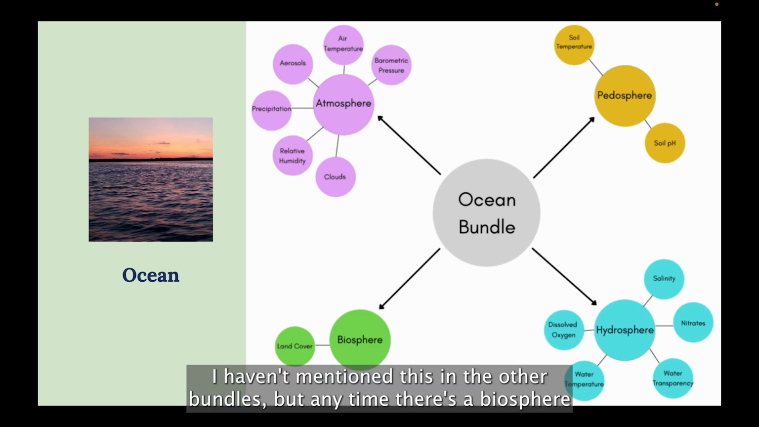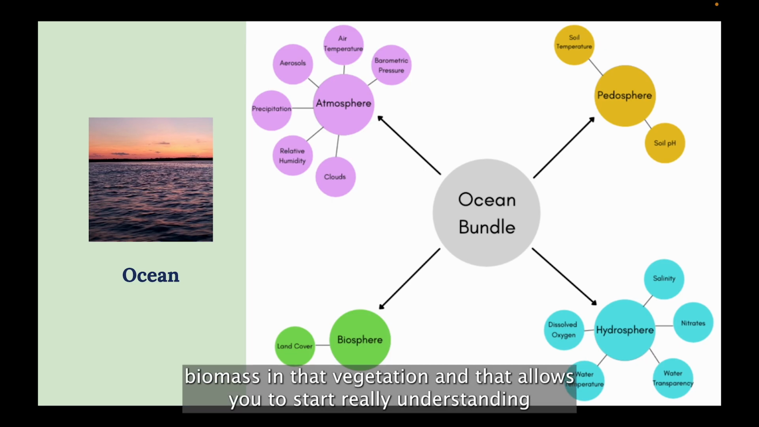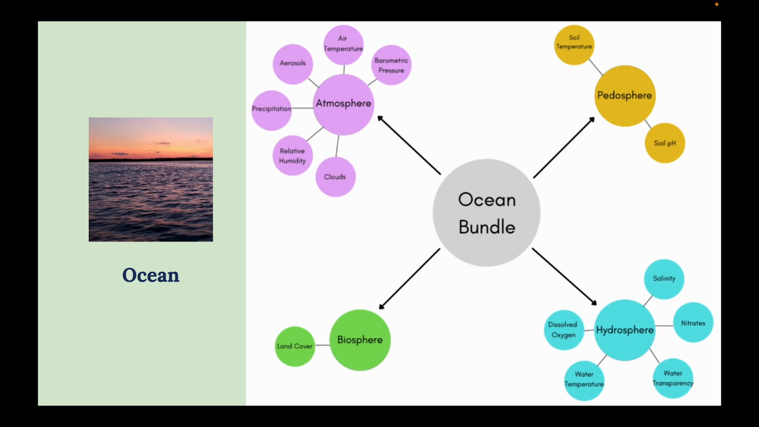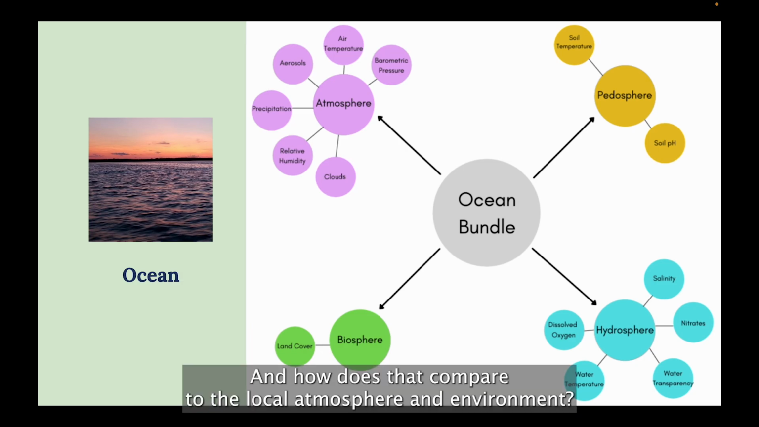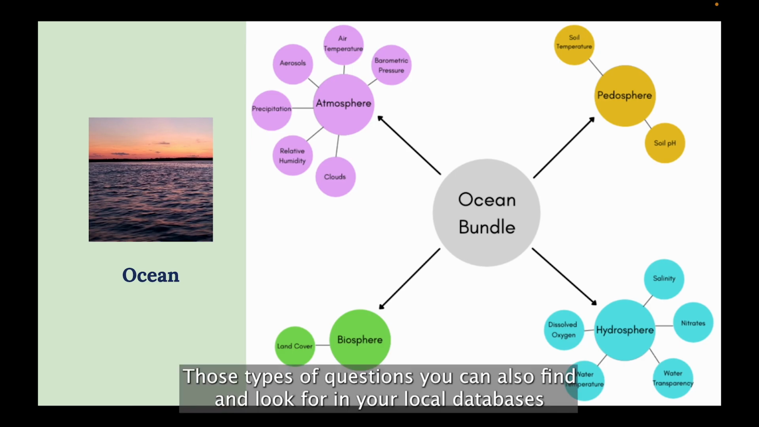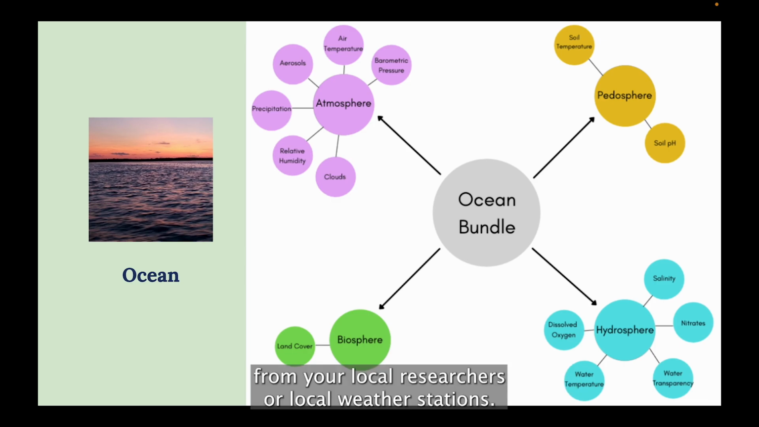I haven't mentioned this in the other bundles, but anytime there's a biosphere component to one of these bundles, there's an opportunity to look at carbon biomass in that vegetation. And that allows you to start really understanding how much carbon is in these trees and these shrubs and these bushes, and how that compares to the local atmosphere and environment. Those types of questions you can also find and look for in your local databases from your local researchers or local weather stations.